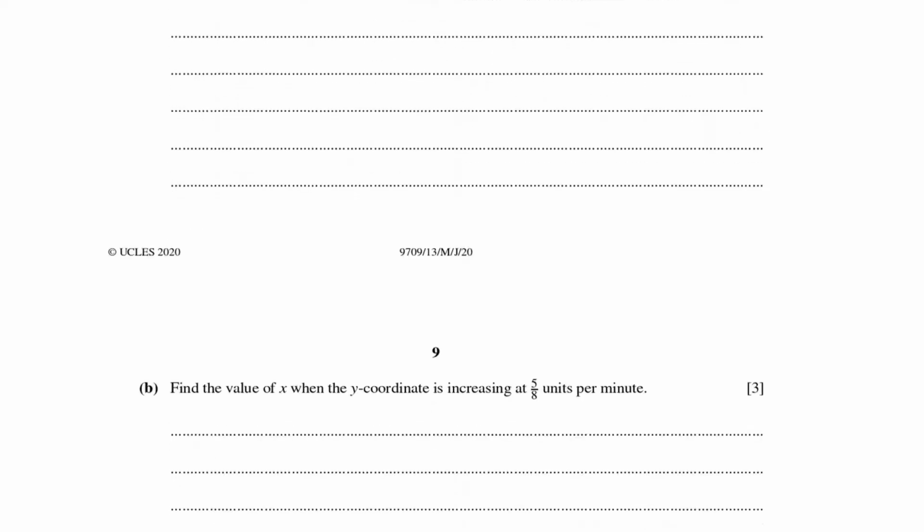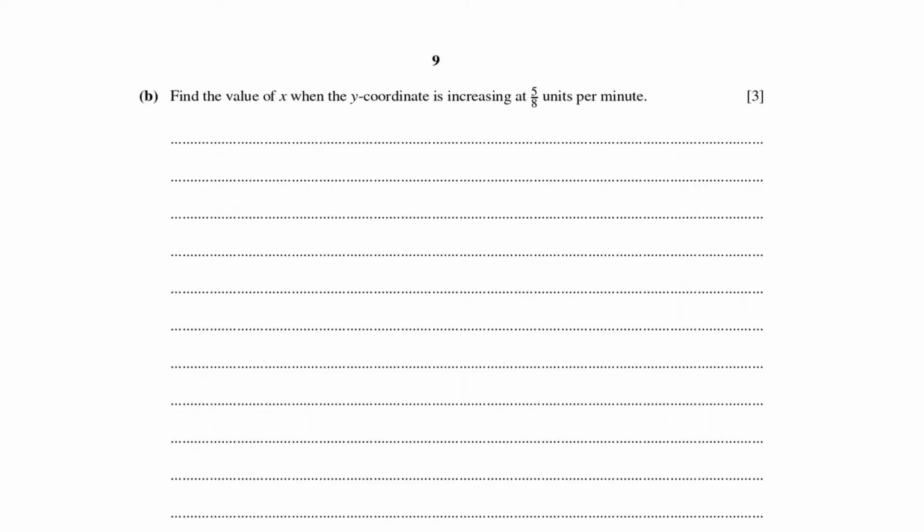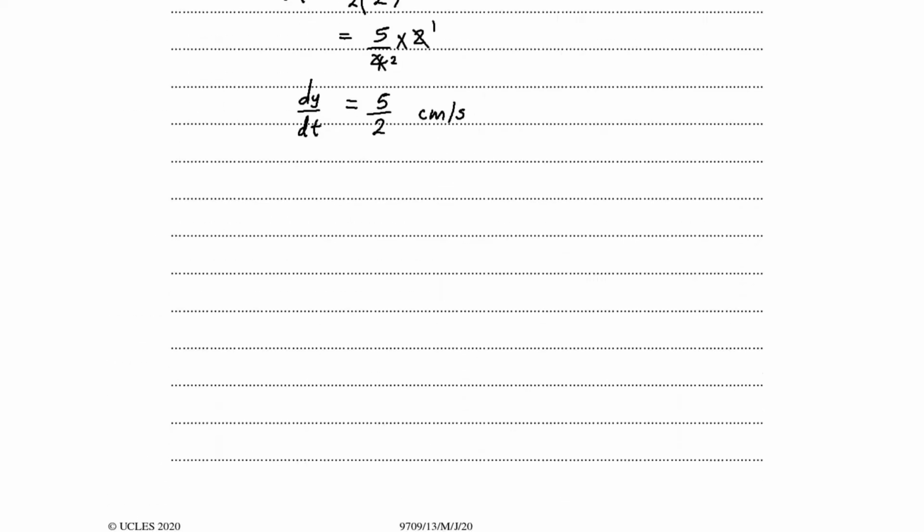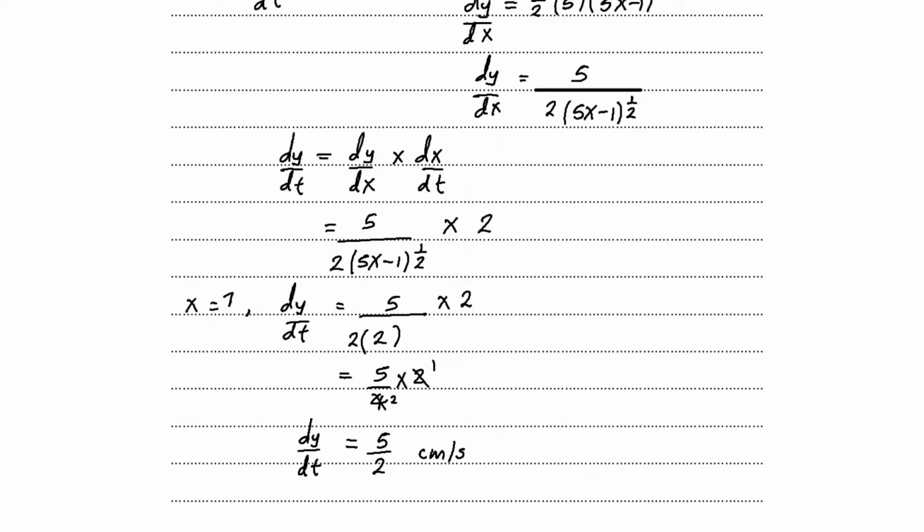Let's scroll down to part B. On part B, find the value of x when the y-coordinate is increasing at 5/8 units per minute. So here we're going to need the chain rule for the rate of increase of x. So that's dx by dt. And the chain rule will go dx by dy multiplied by dy by dt. Now, dx by dy is like the inverse or reciprocal of dy by dx, of which we had obtained dy by dx to be this.